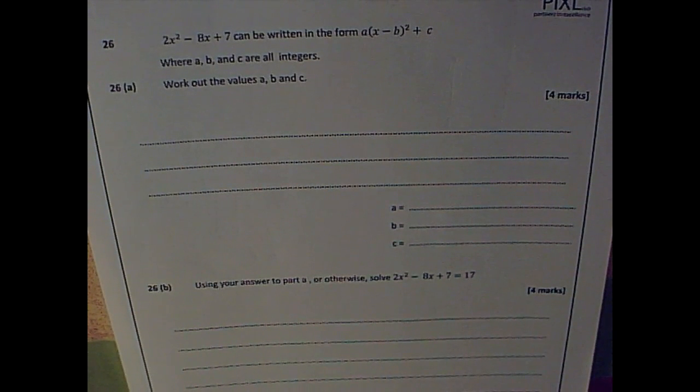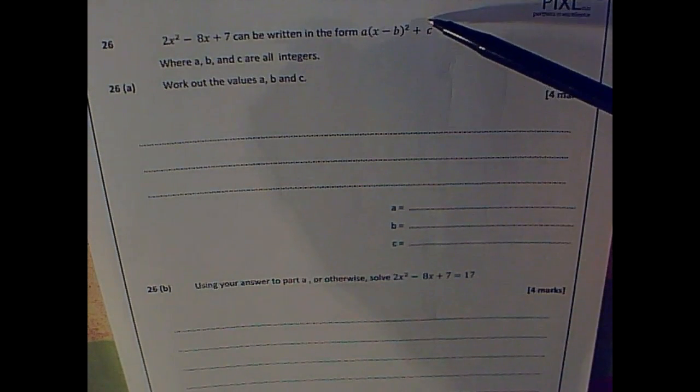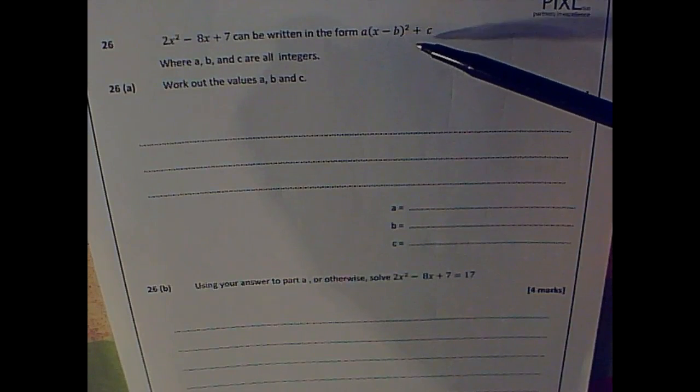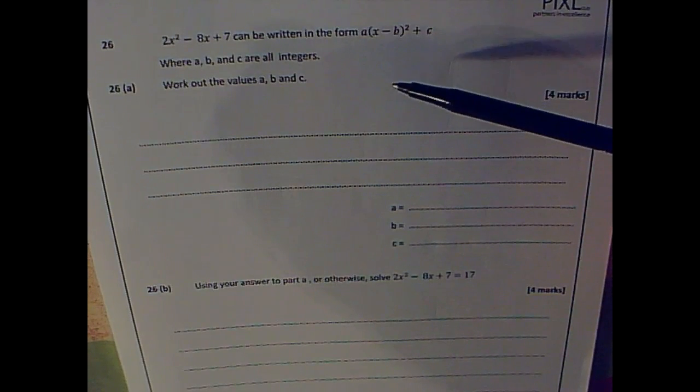Question 26. 2x squared minus 8x plus 7 can be written in the form a(x minus b) squared plus c, where a, b and c are all integers. Work out the values of a, b and c. Okay, so this format is the completed the square format, so I know I've got to complete the square.